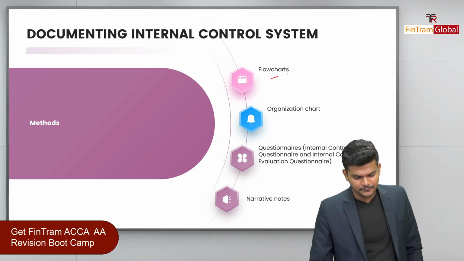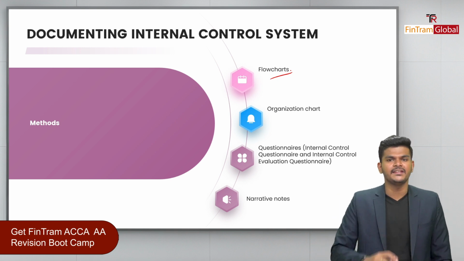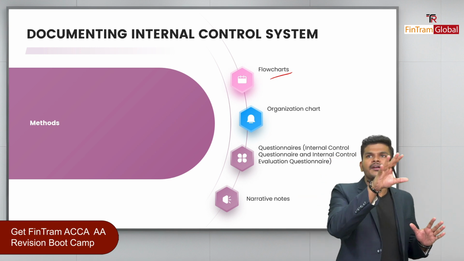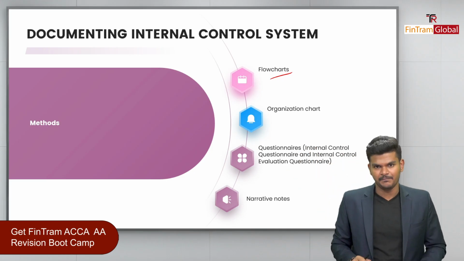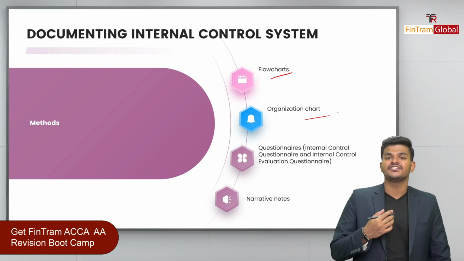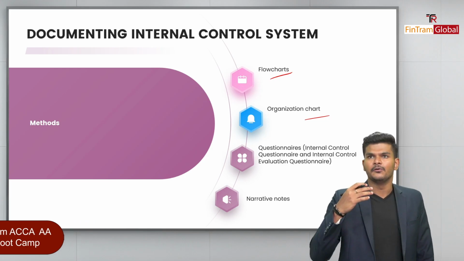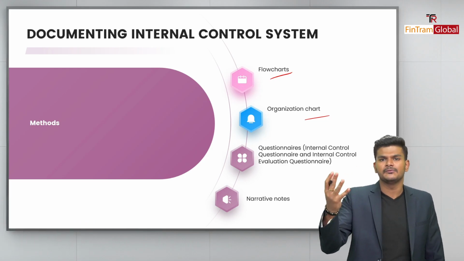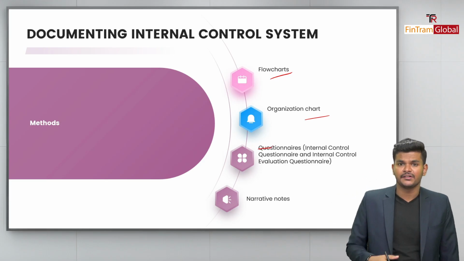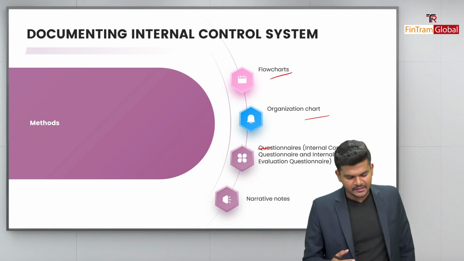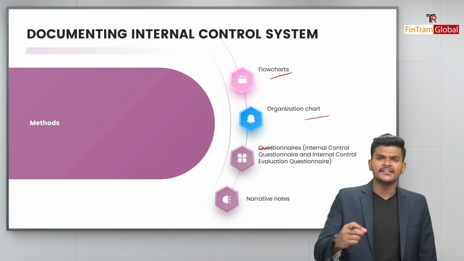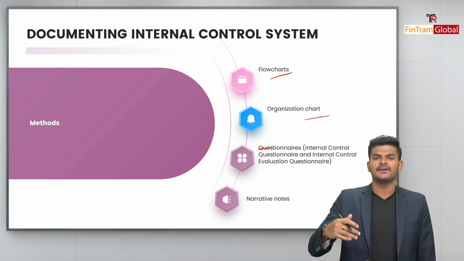So there are various methods in which we can document internal controls. First of all, there is the flowchart, which is like the go-to method nowadays, right? We prepare a flowchart of the entire process and point out where all the controls are coming in as well. Simple as that. Secondly, we have the organization chart, which is basically who reports to whom, right? And then questionnaires. There are two types of questionnaires which we do: internal control questionnaires as well as internal control evaluation questionnaires.